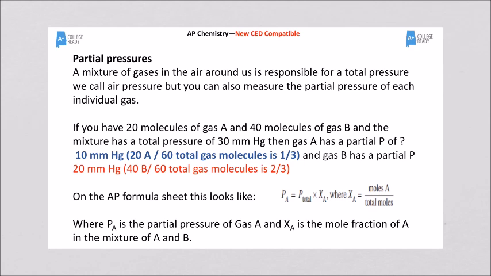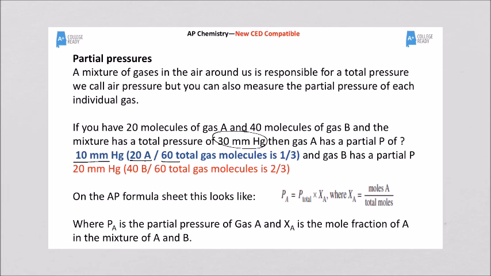If we're talking about A, there are 20 molecules of A out of the total number of molecules in the mixture, which is 60. So 20 out of 60 is 1/3. So what's 1/3 of the total pressure? It's only 10. Now gas B would have to be the remaining 20 millimeters of mercury of pressure, but let's calculate it so you can see hopefully how I'm getting this.